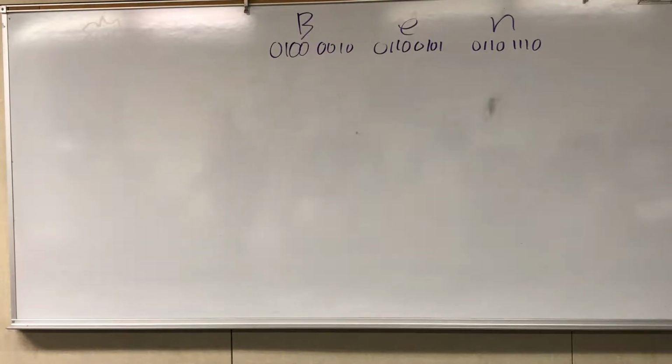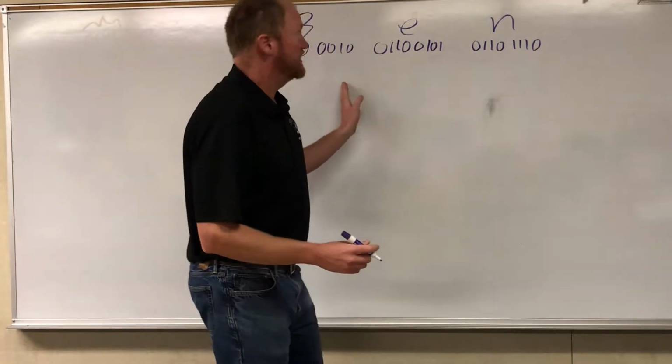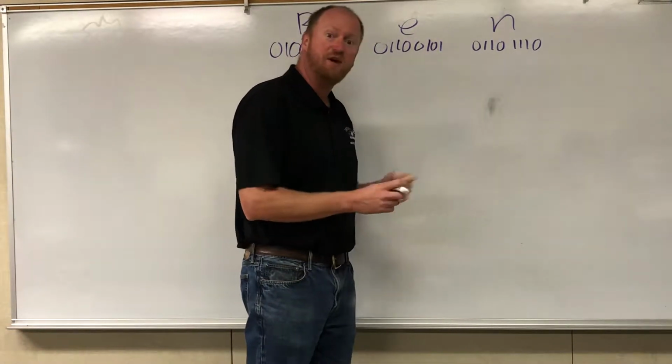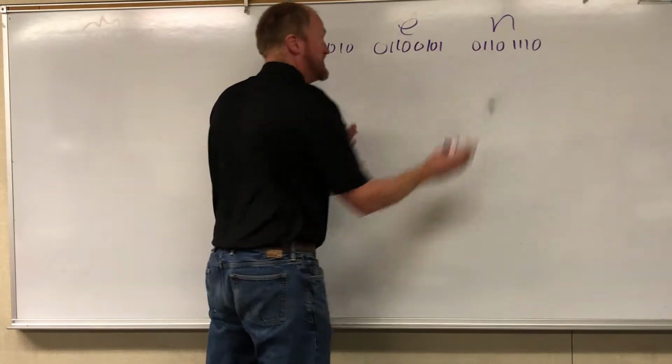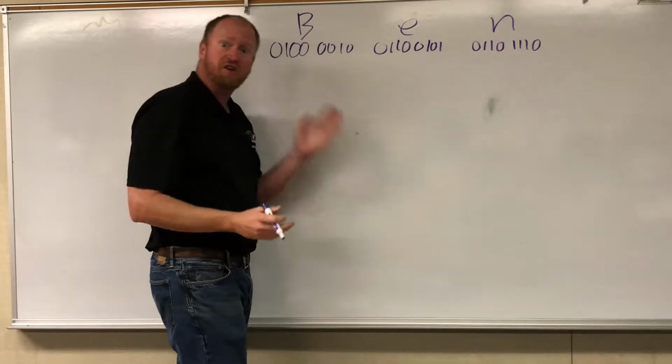Hello, I just wanted to do a follow-up to the first video where we looked at how ones and zeros are turned into letters so that we can interact with our computers. So when you hit a B, an E, and N, that's my name, you get a series of ones and zeros. That's all the computer sees. That's all the computer actually knows.